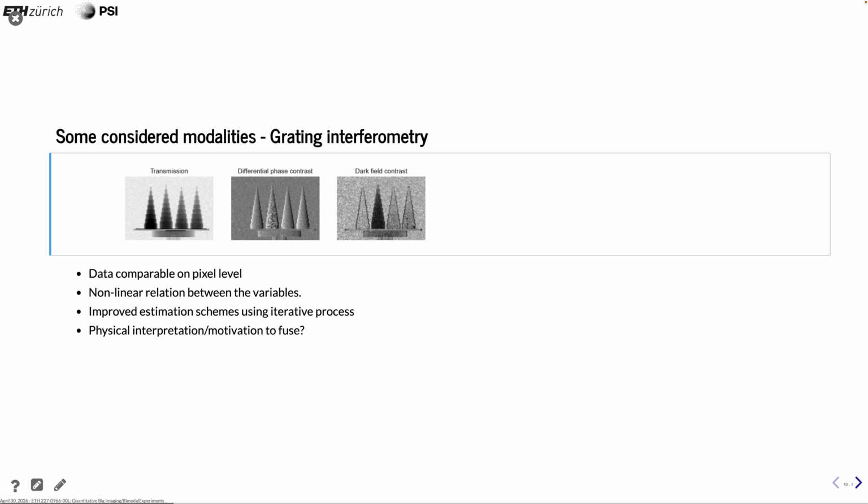Another method that gives more than a single image is grating interferometry, where on one side we look at the traditional transmission, but you can also look at differential phase contrast or dark field imaging. Those all give different information, and that could of course also be combined into a final image. That could improve the physical interpretation and also give a motivation to fuse the information.